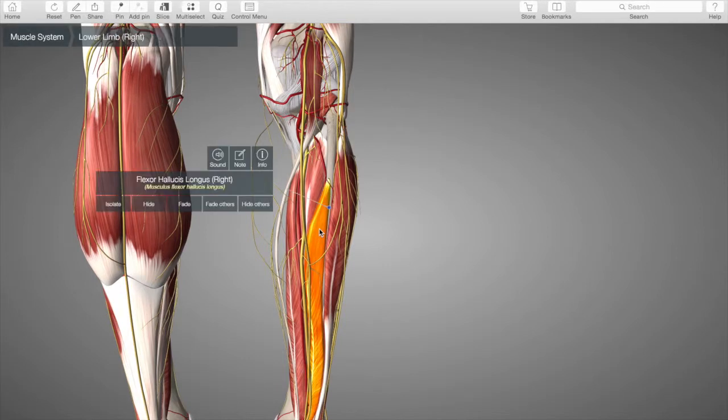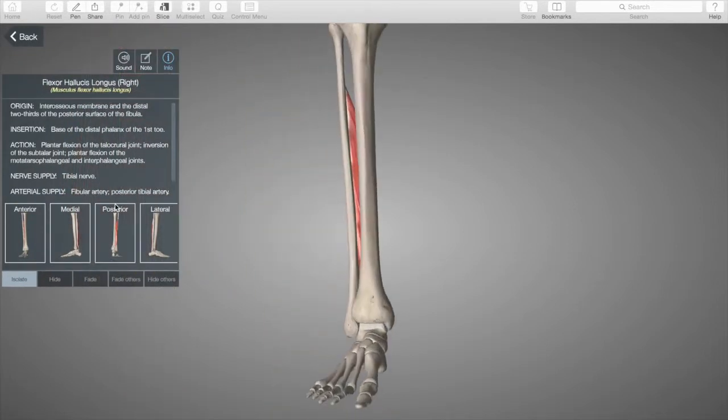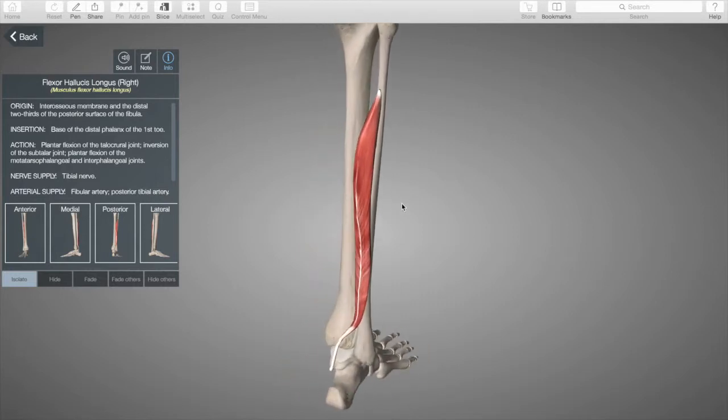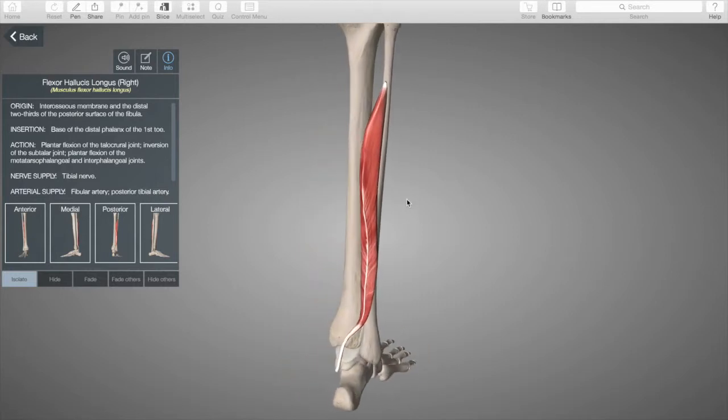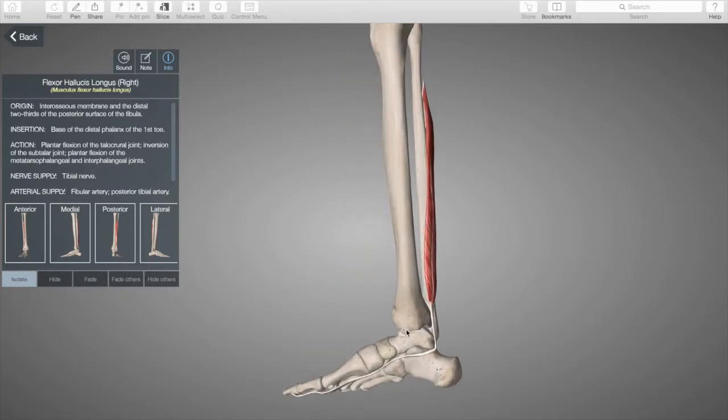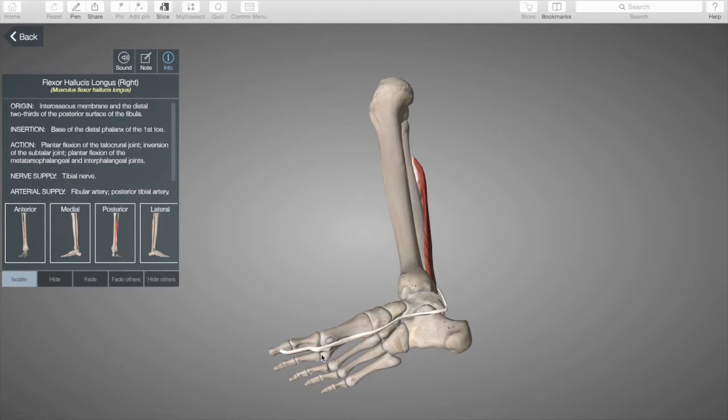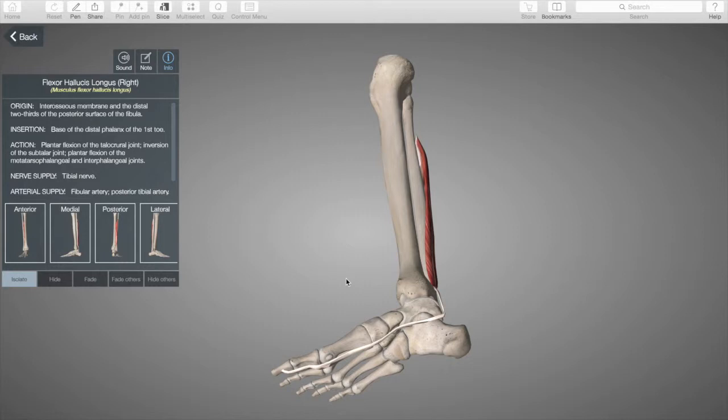The most lateral muscle in the deep posterior compartment of the leg is the flexor hallucis longus. This has its origin in the interosseous membrane as well as the distal two-thirds of the posterior surface of the fibula and courses around the medial side of the ankle to insert in the base of the distal phalanx of the first toe seen here. Its action is to plantar flex the ankle joint as well as invert the ankle, and plantar flexion of the metatarsophalangeal and interphalangeal joints.